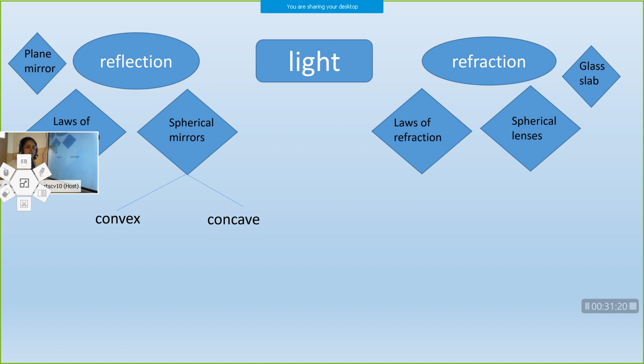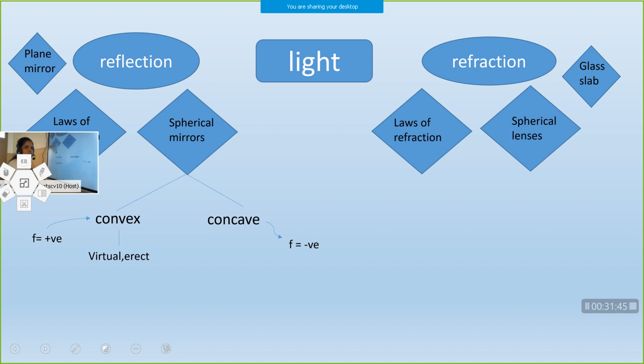Convex mirror, where is the principal focus? It is on the right hand side, so it is positive. And for a concave mirror, the principal focus is on the left hand side, so the focal length is negative. Okay. So for a concave mirror, focal length is negative, and for a convex mirror, focal length is positive.